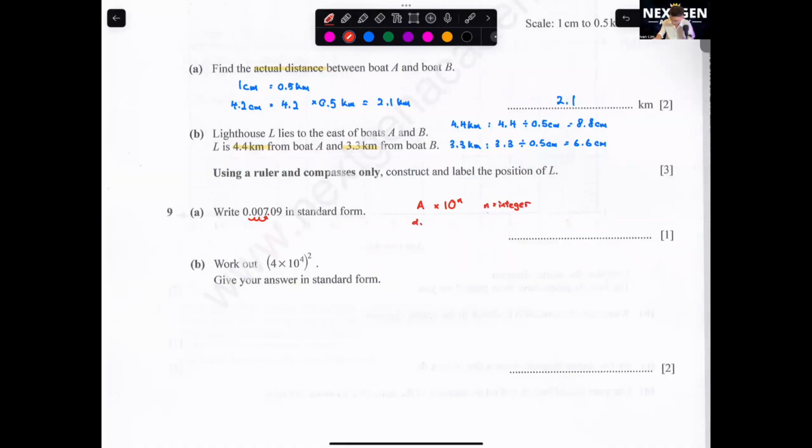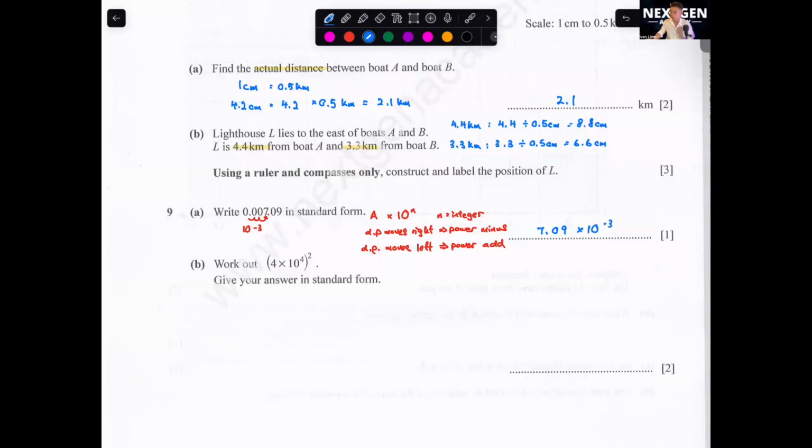The other rule is that when the dp moves to the right, your power will minus. Sorry, it's the opposite statement: when the dp moves to the left, your power will add up. Since this one moved by 3, 1, 2, 3, here will be 10 to the power of negative 3. So 7.09 times 10 to the power of negative 3.